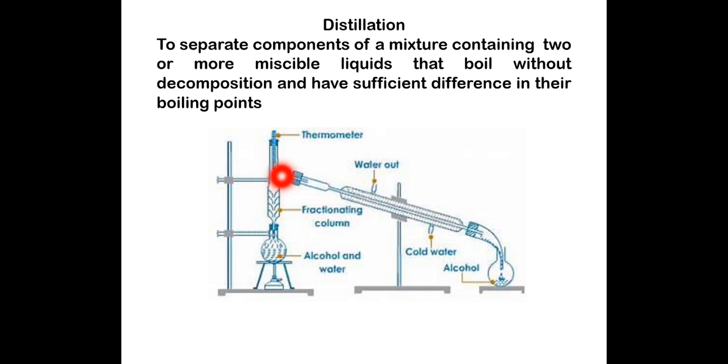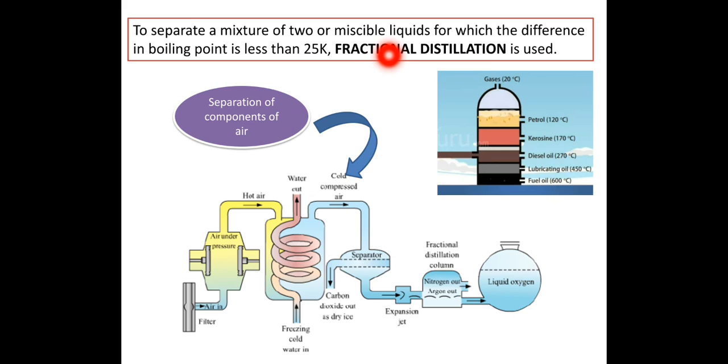You have to heat it. This is a thermometer to check the temperature. When you heat it, acetone or alcohol at its boiling temperature will form vapors, go to this condenser, get condensed and collected over here, and water will remain over here. So this is a very simple technique to separate miscible liquids. But what technique will we use if the difference in boiling temperature is less than 25 Kelvin? In that case, you can use fractional distillation.